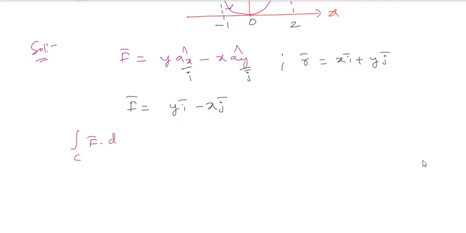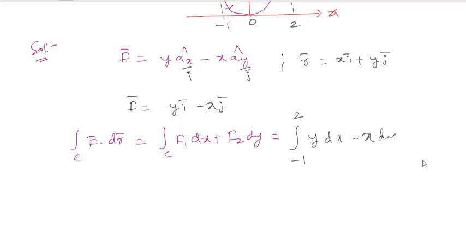F bar dot dr bar. Nothing here, don't get confused. Yes, dr bar, which is equivalent to the integral over C of f1 dx, sorry, there itself you can represent f2 dy. So substitute here, same as in my earlier line integral case. X varies from -1 to 2; I'm just taking it in terms of x. So that is nothing but y dx minus x dy. Am I correct or not?